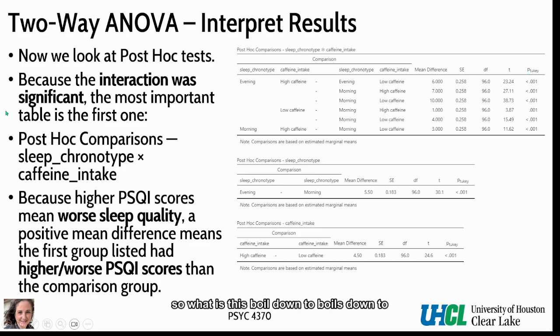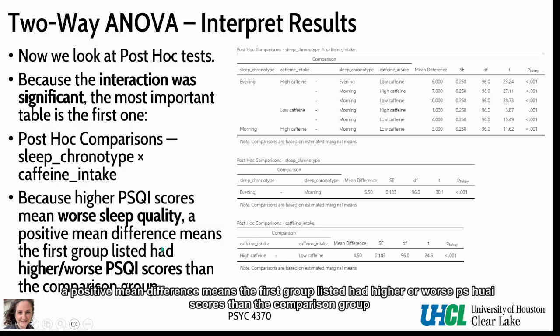So what does this boil down to? It boils down to higher PSYC scores mean that the person has worse sleep quality. A positive mean difference means the first group listed had higher or worse PSYC scores than the comparison group.